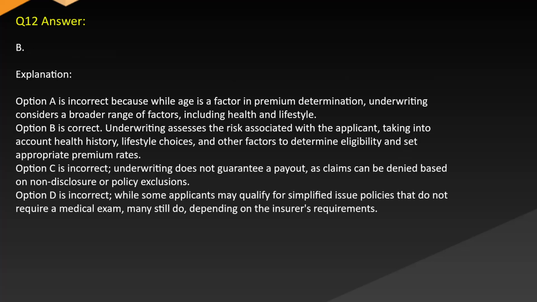Answer B. Explanation. Option A is incorrect because while age is a factor in premium determination, underwriting considers a broader range of factors, including health and lifestyle. Option B is correct. Underwriting assesses the risk associated with the applicant, taking into account health history, lifestyle choices, and other factors to determine eligibility and set appropriate premium rates.